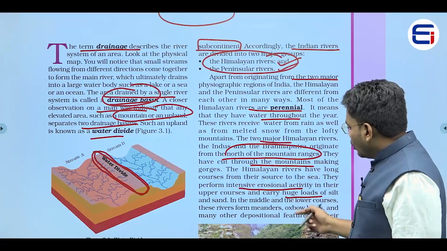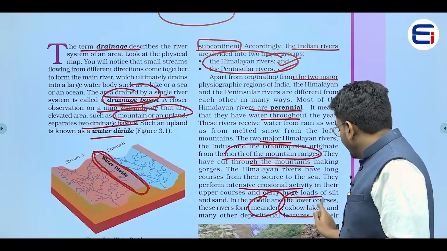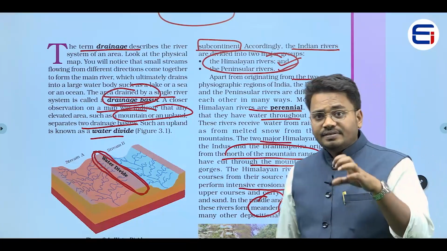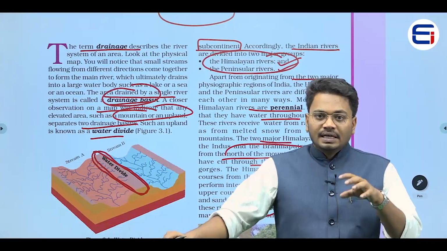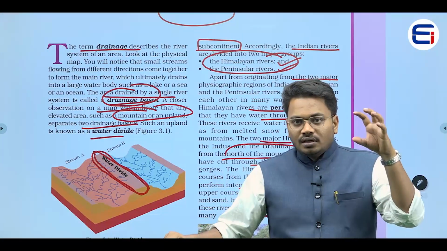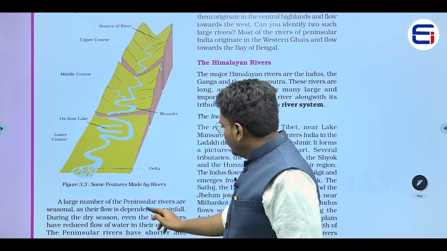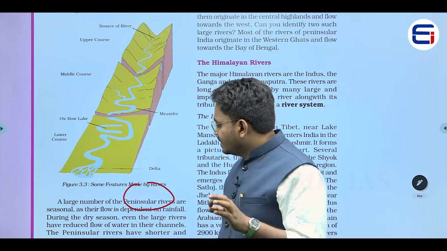In the middle and the lower courses of the rivers we can see the formation of meanders, we can see the formation of oxbow lakes, and we can see other depositional features that generally happen because of these different phases of rivers. Large number of peninsular rivers are seasonal rivers.